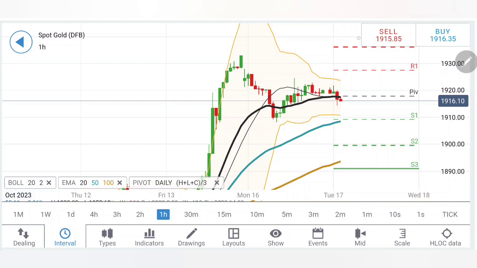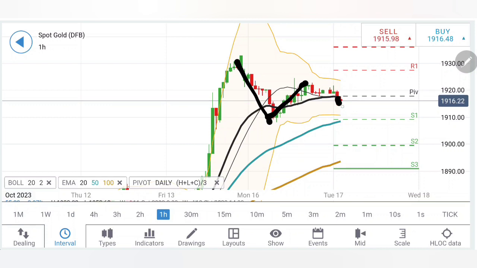Now, if you look at the hourly chart for gold, you will find there was too much divergence from the 20 period. That is why we asked that possibly we can see a sell here and expect it to come down to this zone at 1910, 1908. What has happened since then? The drop, the retracement, and now again trying to look downwards.